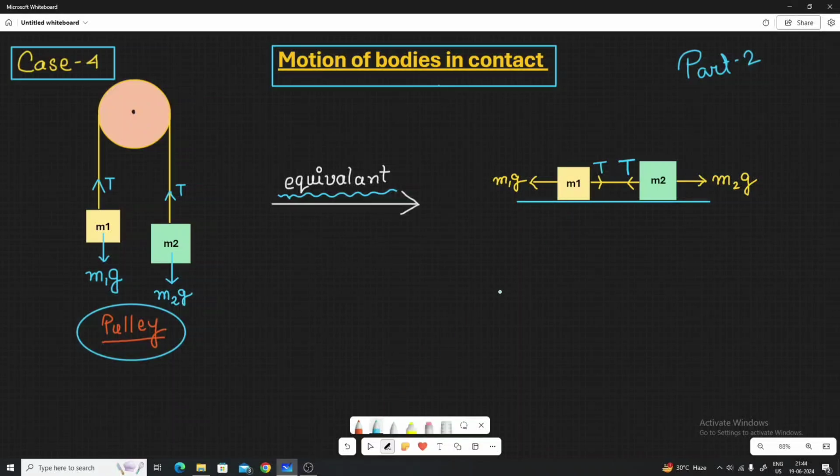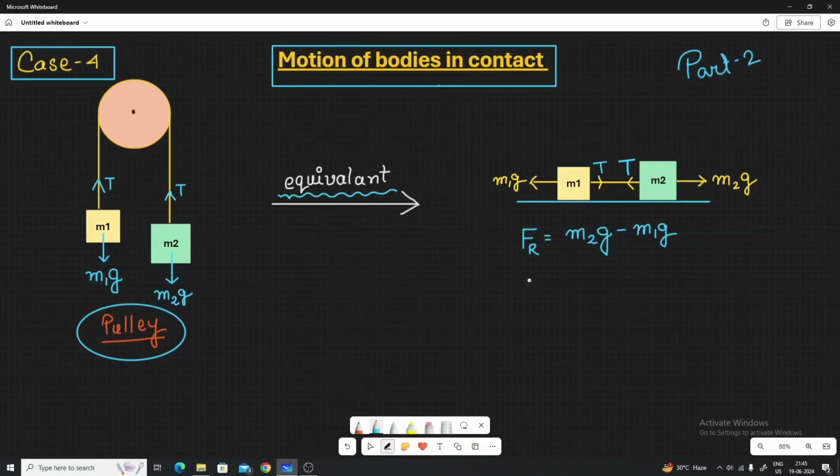Now in this case, what is the resultant force? If I write the resultant force as FR, then you can see that the resultant force will be M2G minus M1G. First you have to think of this body together, M1 and M2, and on this body two forces are acting, M2G and M1G. Now what is the resultant force on these two bodies? This is M2G minus M1G.